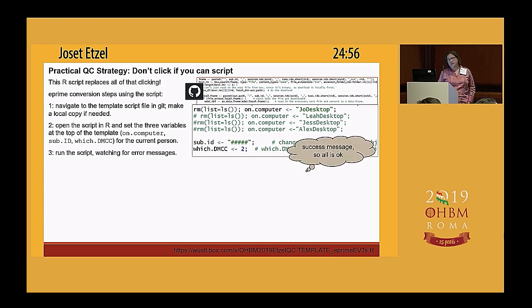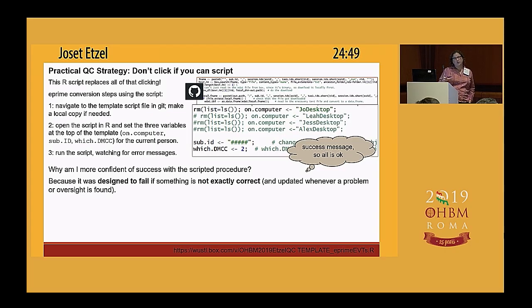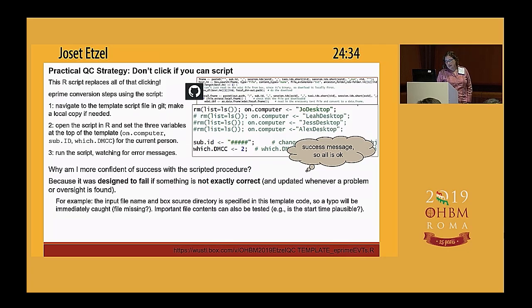And if there are no errors, you're like, okay, we're good. And I'm confident of success with this because I know that the script was designed to fail. If something is not exactly correct in the file naming, the location, all of that, it fails. Do we catch everything? No. These are also updated when stuff slips through. But it does seem a lot safer.